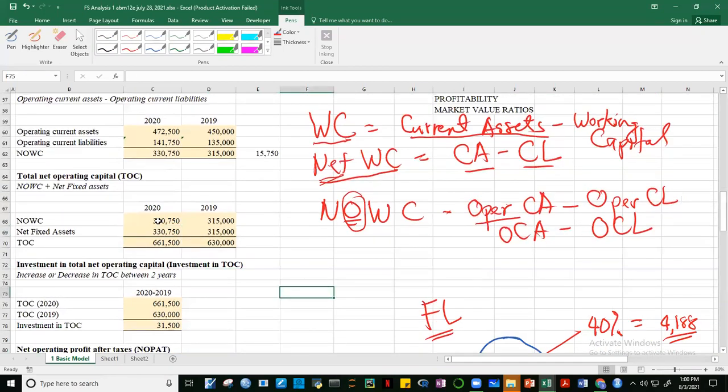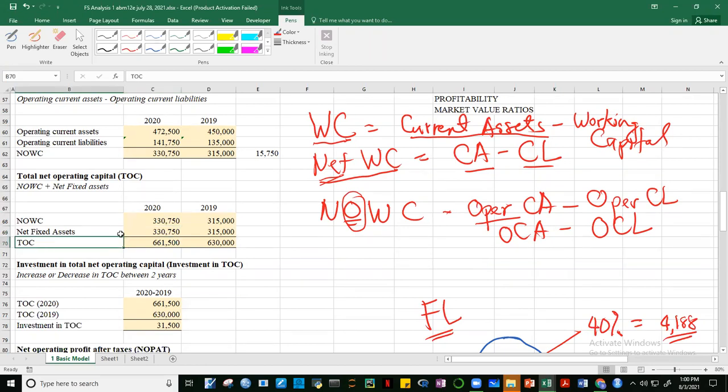Take note, guys, coincidental lang na nagkapareho sila. The probability for them to be the same is practically remote, no? So nagkataon lang dito na pareho sila. So as to the question, lagi ba sila magkapareho? Hindi. Nagkataon lang yan. So we add this to NOWC at saka net fixed assets to get your total operating capital.